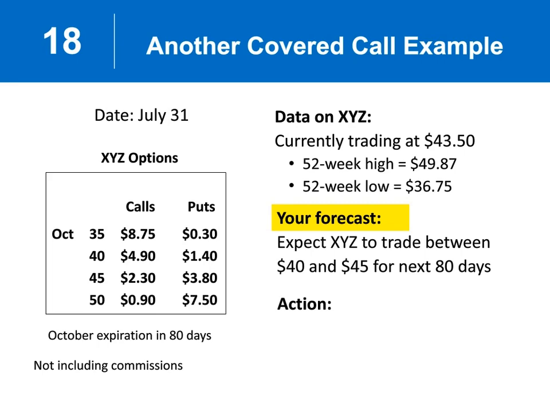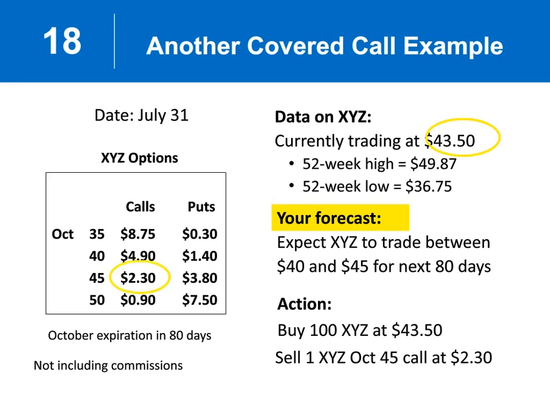If we sell a call option, we may lower our break-even point. So we're going to buy shares at $43.50 and go through an example of selling these October 45 strike price calls at $2.30. October's 80 days out. That's consistent with our forecast. We're selling a 45 strike price call. We don't think the stock's going above that, so we execute this trade.